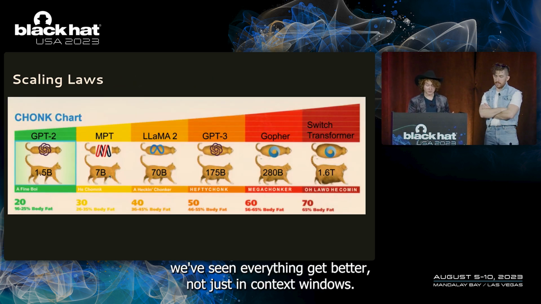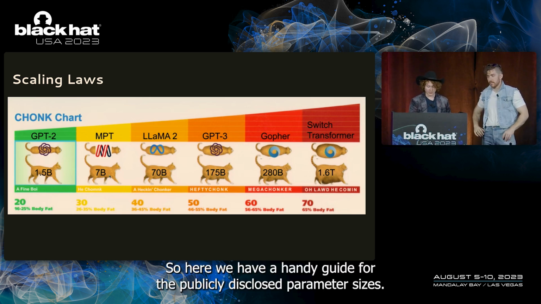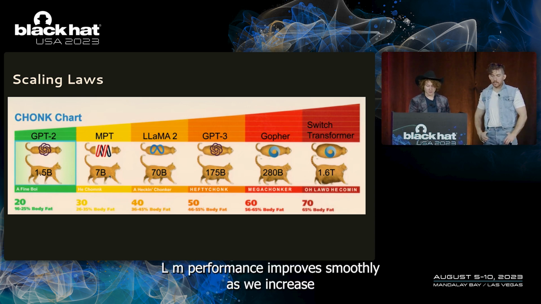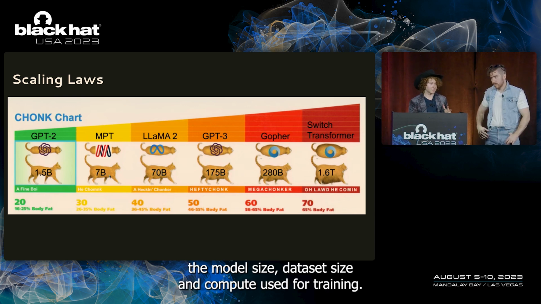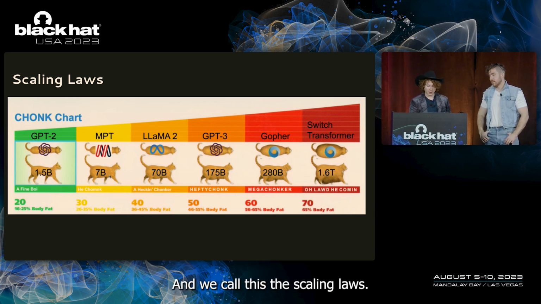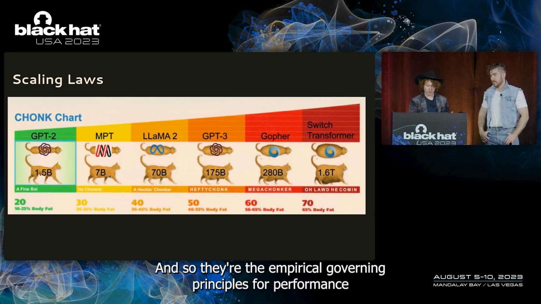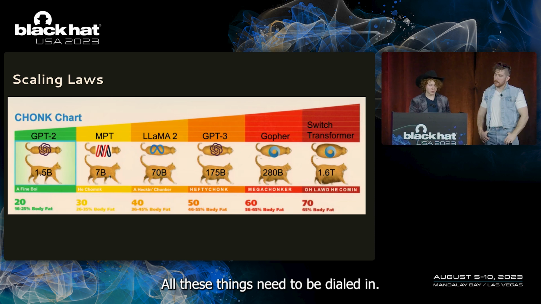Over time, we've seen everything get better, not just context windows. Here we have a handy guide for the publicly disclosed parameter sizes. LLM performance improves smoothly as we increase the model size, dataset size, and compute used for training. We call this the scaling laws. They're the empirical governing principles for performance. And for optimal performance, all these things need to be dialed in.